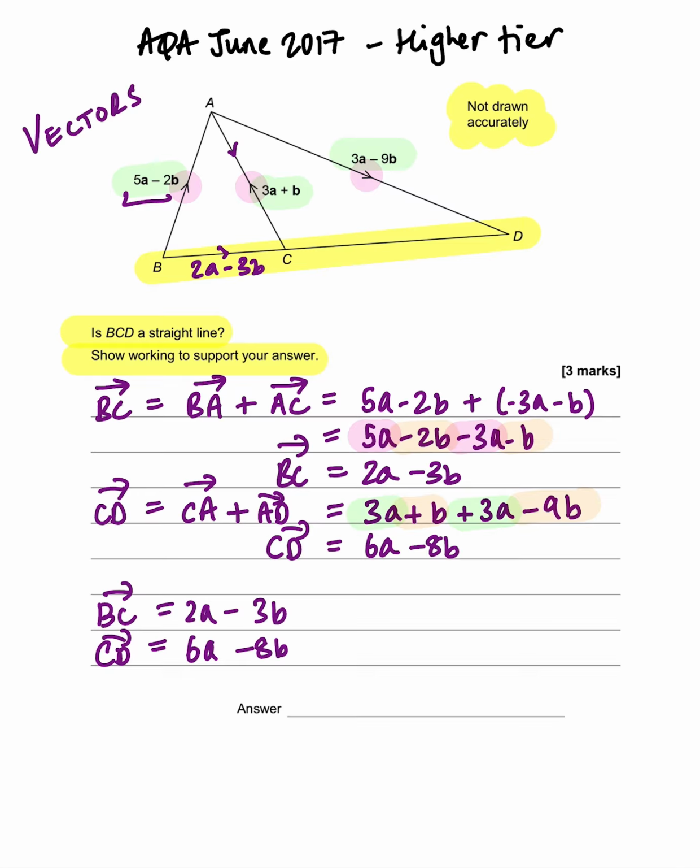Now, if BCD was a straight line, then BC and CD would have a common factor. They would be scalar multiples of each other, okay? So if we factorize BC and CD, well, there isn't a common factor I can pull out for BC, so it just stays as 2A minus 3B. But what I could pull out for CD is a factor of 2, which leaves 3A minus 4B. I have no common factor here, guys. No common factor. So I can't write them in terms of A minus B, for example, with them both having a factor pulled out. So BCD is not a straight line.